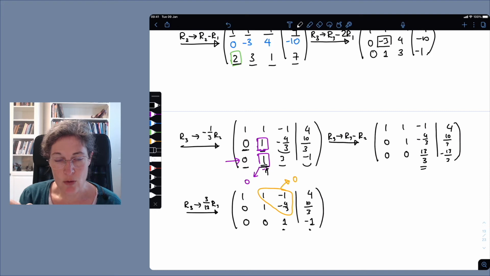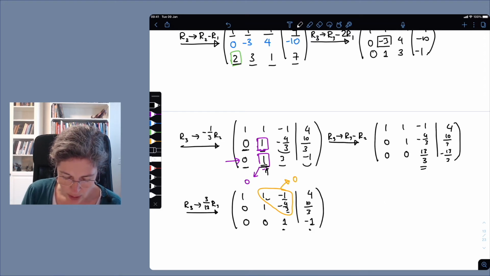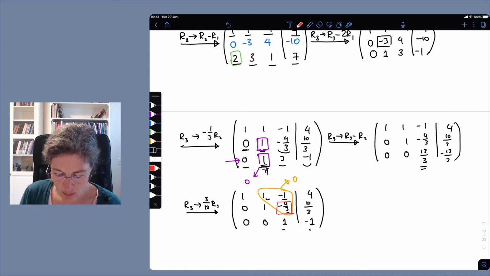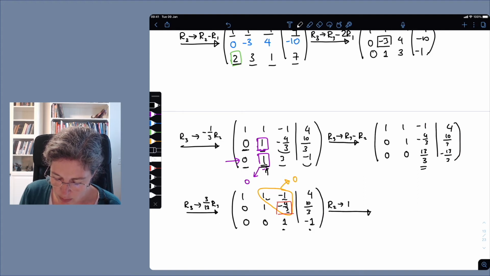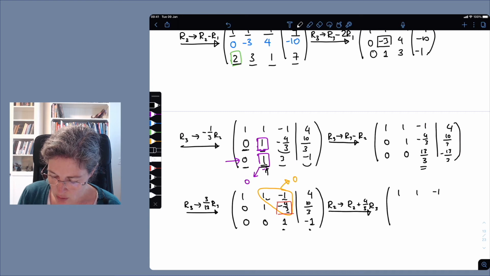So once we've got things in what is called upper triangular form, like this, it becomes a lot easier to clear these entries above the diagonal, because we can just subtract off the appropriate row. So we're going to start off with this entry over here, and I'm going to just add 4/3 of row 3 to row 2, which will take care of that one. So our row 2 is going to become row 2 plus 4/3 row 3. So let's just write down the things we're not changing, which is row 1 and row 3.